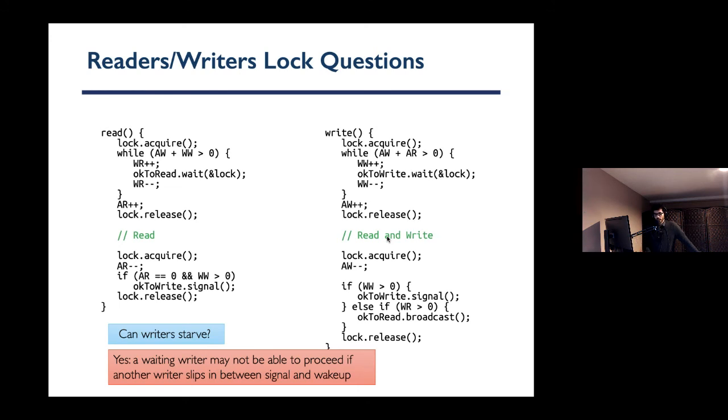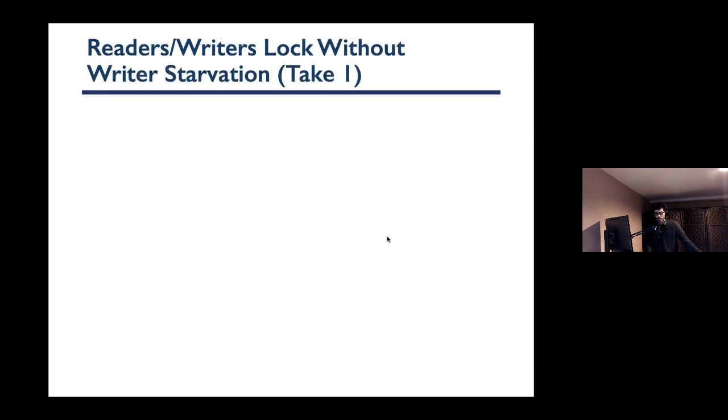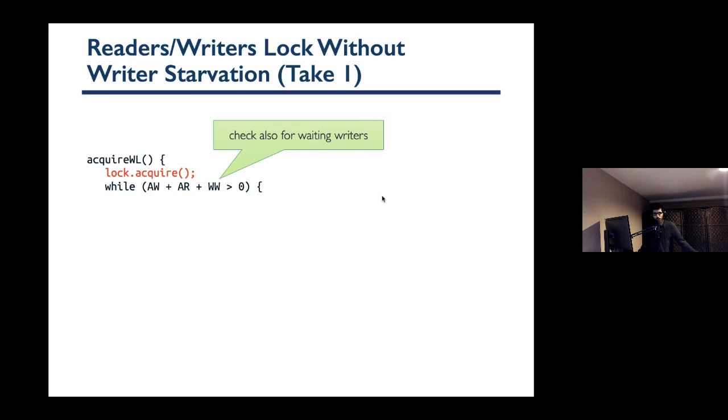The scenario that I just described, it's possible. So a writer could starve. How do we fix that? So here is a change. Let's see if this change solves the problem. Let's say instead of just checking for active writer and active reader, what if we also check for waiting writer? So check also for waiting writers here. And if there are waiting writers, go to sleep. Does this solve the problem?